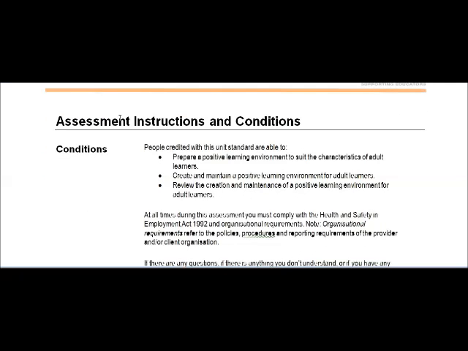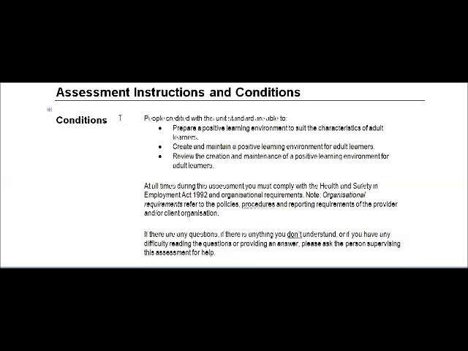As we go on to page 2, you'll see an overview of the assessment instructions and conditions. The very first thing is the outcomes for this assessment. By the end of this unit standard you should be able to prepare a positive learning environment to suit the characteristics of adult learners, create and maintain a positive learning environment for adult learners, and lastly review the creation and maintenance of a positive learning environment.